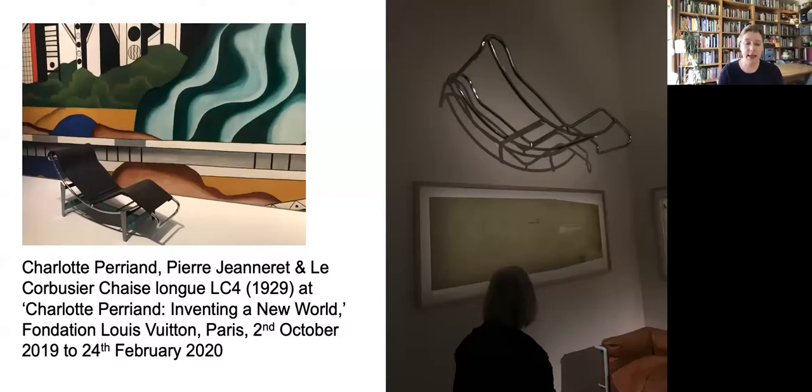So we might see the same didacticism about how to inhabit interiors in Charlotte Perriand, Pierre Jeanneret and Le Corbusier's Metal and Leather Chaise Longue, LC4 of 1929, a common addition to Corbusier's domestic interiors. Although it's comfortable and adjustable, it anticipates and scripts the positions the users may adopt.